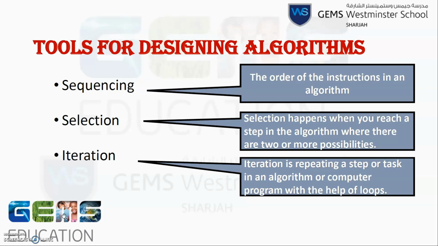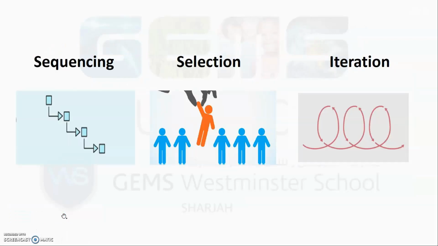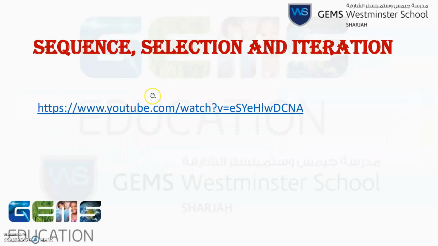Iteration is repetition of a step or task in an algorithm using the help of loops, programming loops. So this means that you're repeating a task again and again for some use. Okay, so we can see three pictures here on sequence, selection, and iteration. So I said that sequence is step by step, going in an order. Selection is like there are many people here, so you're choosing between them, as I said, choosing between two or more possibilities. Iteration is just a loop to show how the loop is going.